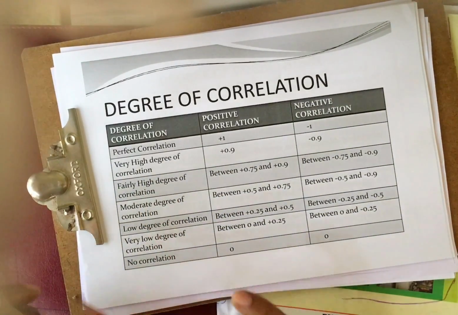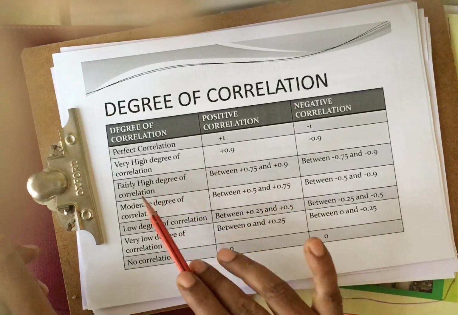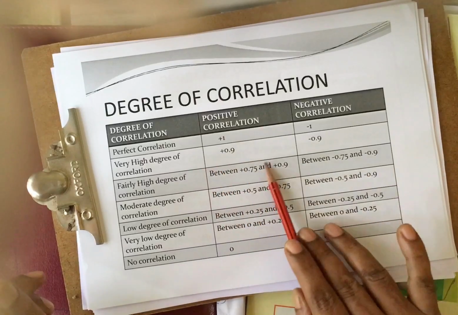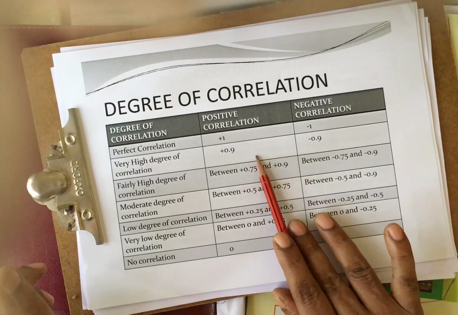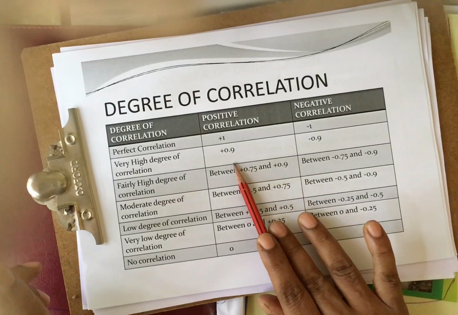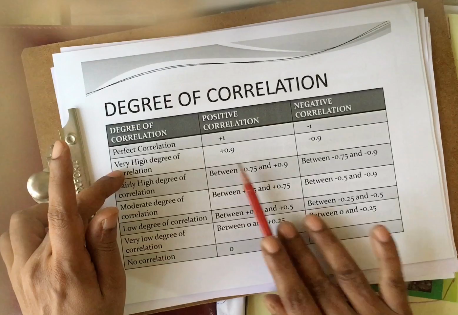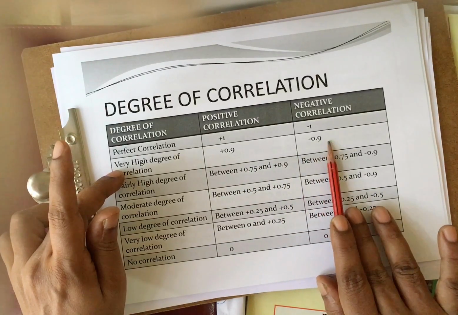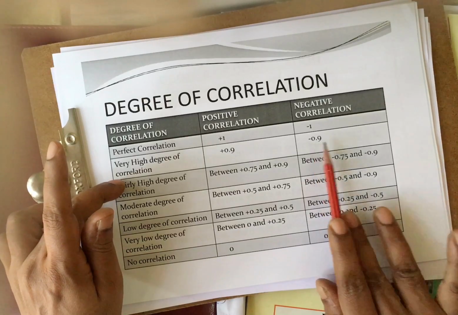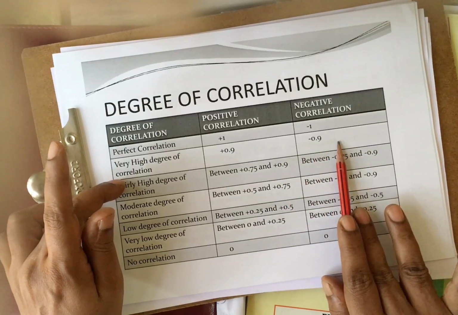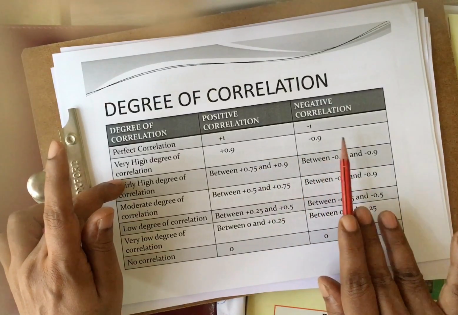It means when the answer between the two variables X and Y after calculation is coming 0.9, if it is positive, then it is very high degree correlation. And if 0.9 is coming in minus, it is very high degree but negative correlation. Very high degree positive correlation, very high degree negative correlation.